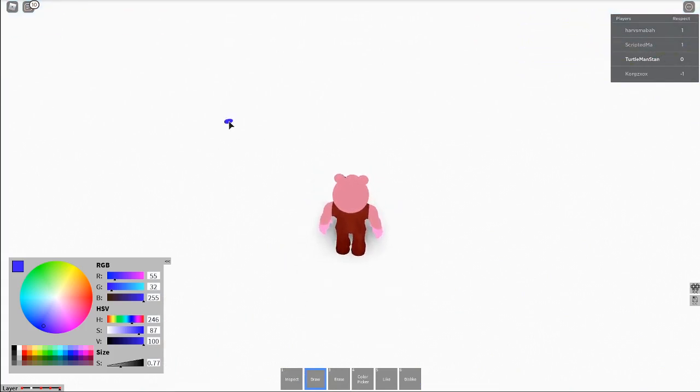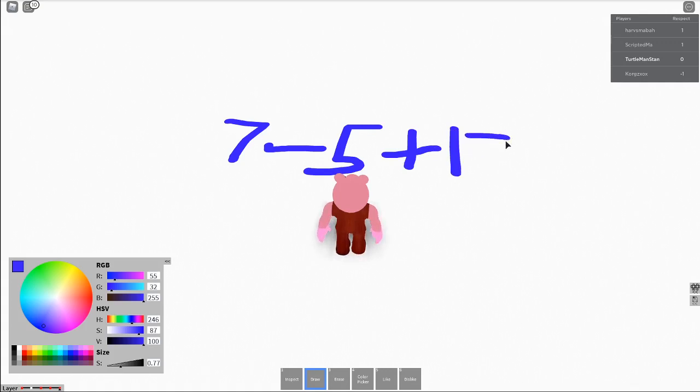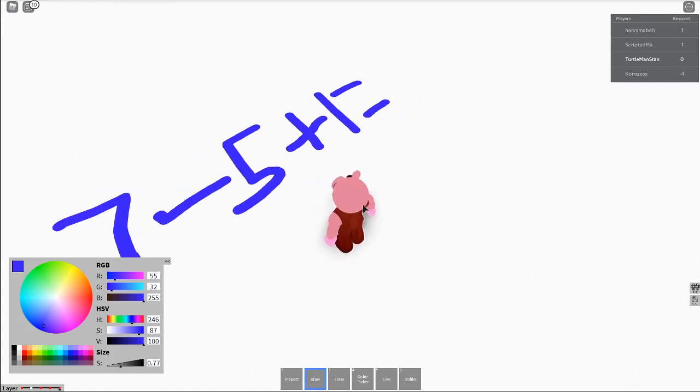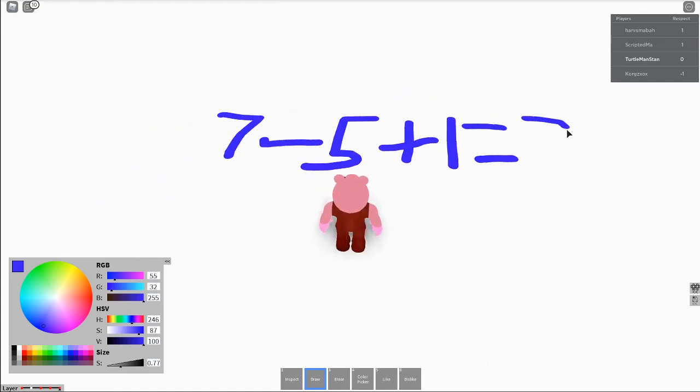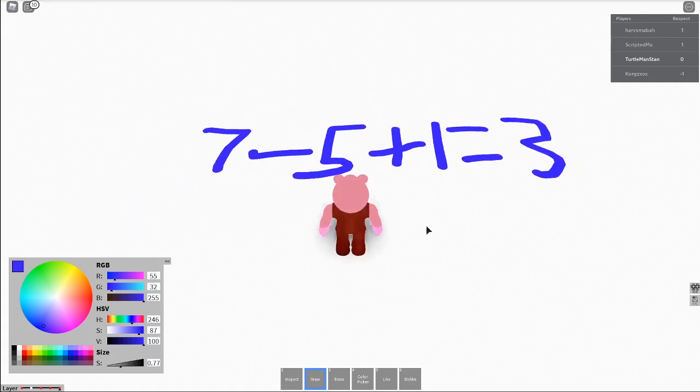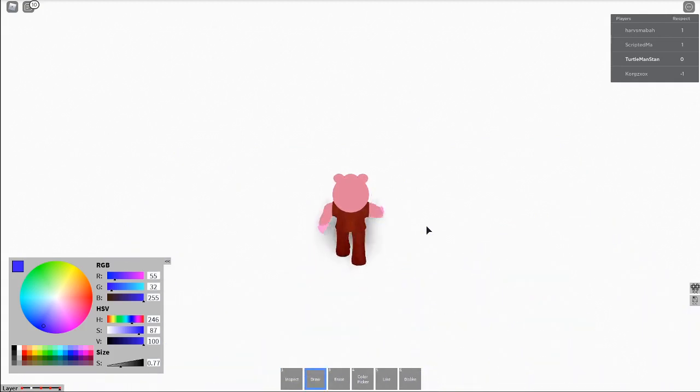So 7 minus 5 plus 1. So we get a little bit more confusing. So what do you think this equals? Great, it's 3. I never knew you'd be so good at math.